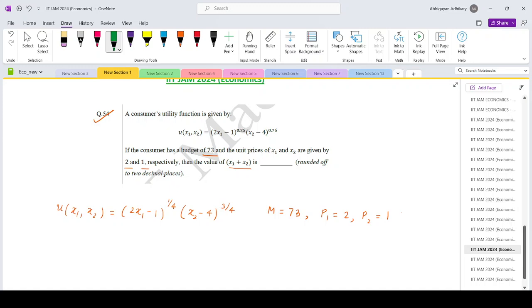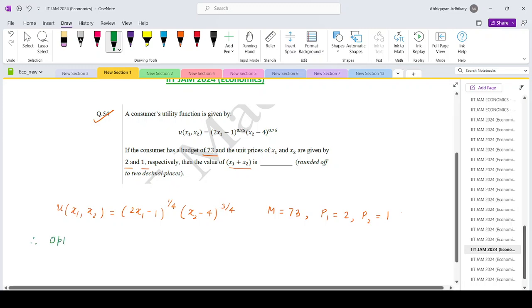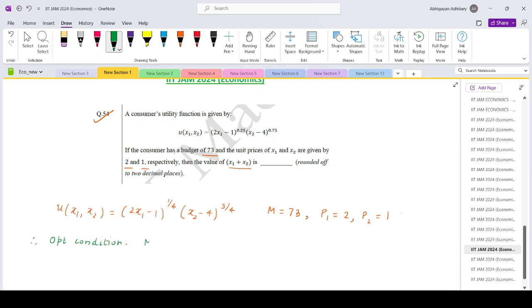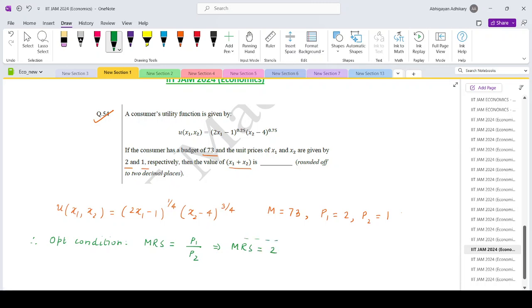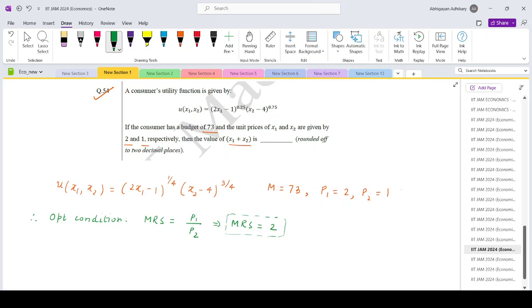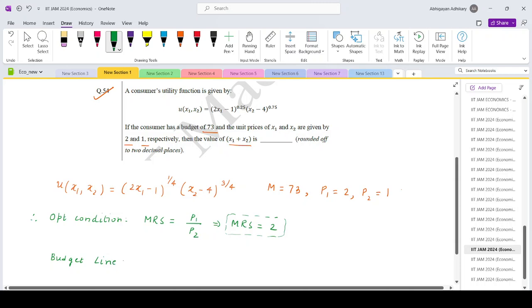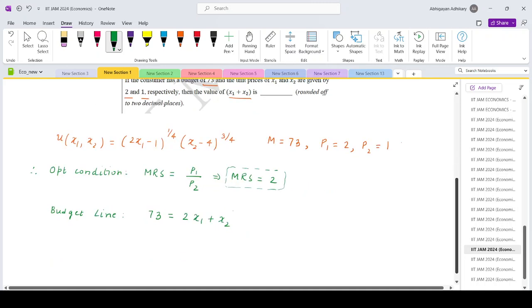So for optimization, we know what is the optimal condition. It is the marginal rate of substitution equals the price ratio, right? So in this case, the price ratio is simply 2. So we need to evaluate the MRS and fix this out. And what is the budget line for the individual? M, which is 73, equals P1x1 plus P2x2.